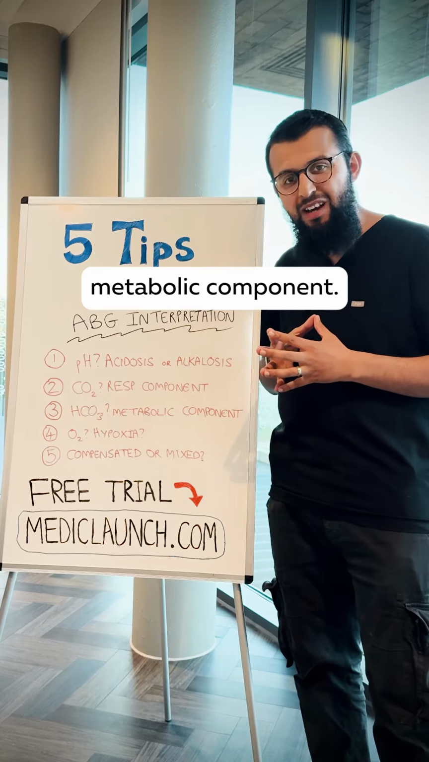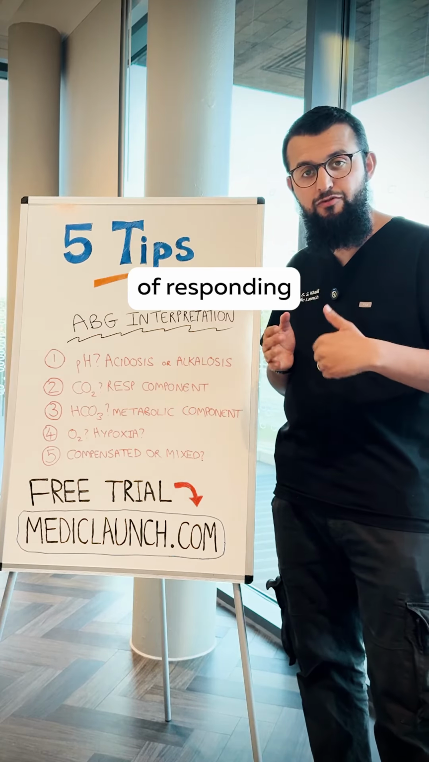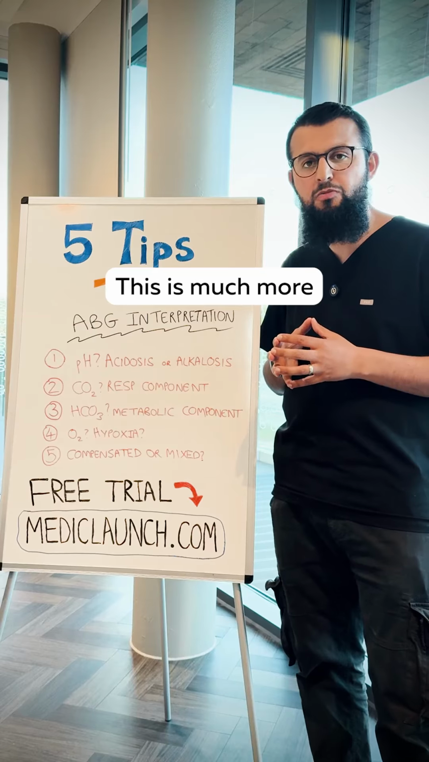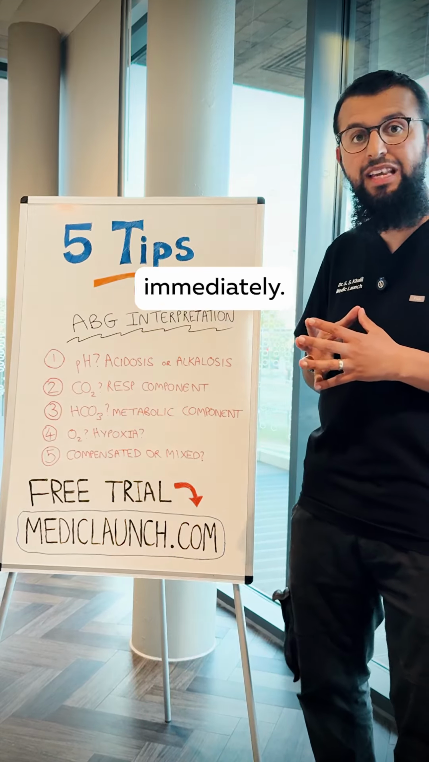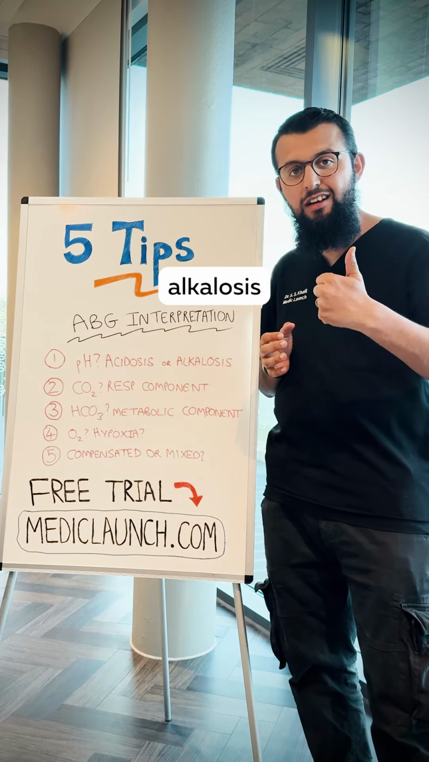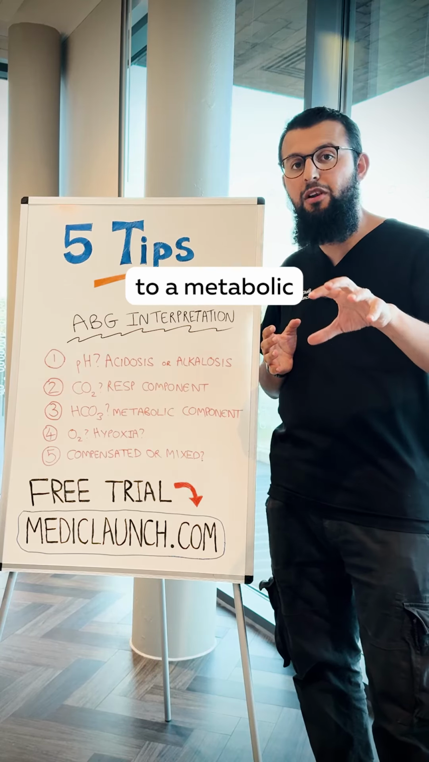And then we move on to the metabolic component. Unlike the CO2, which is short-lived and fast in terms of responding to the pH changes, the kidneys produce bicarbonate. This is much more of a long-acting buffer that occurs in the long run and doesn't really occur immediately. So if bicarbonate is raised, again, you're thinking of a metabolic alkalosis because of raised bicarbonate. Bicarbonate being low, it's going to lead to a metabolic acidosis.